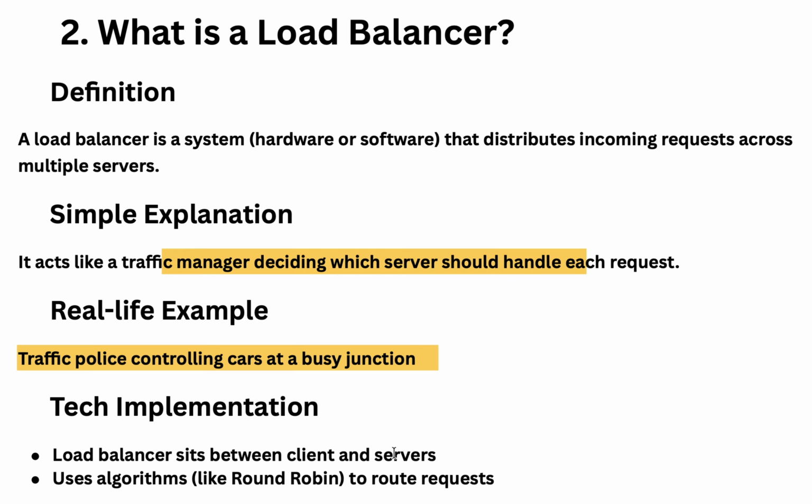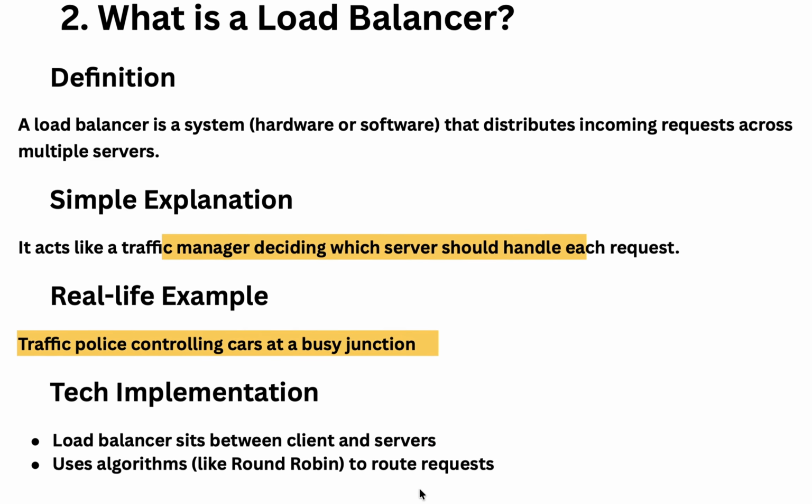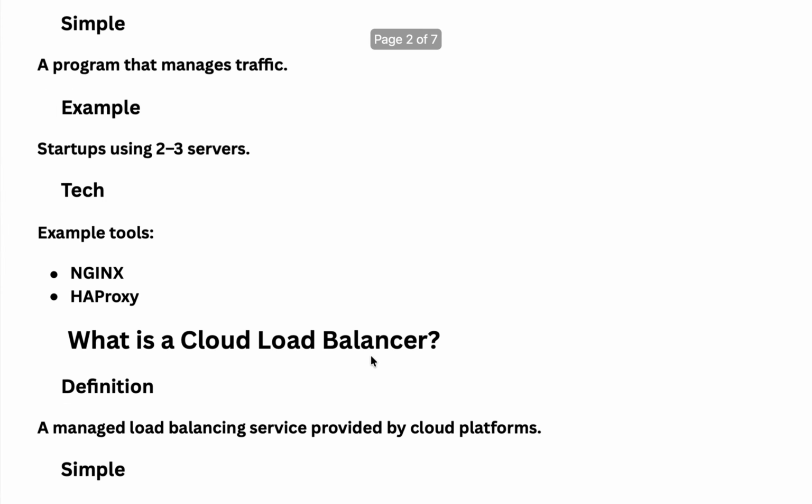So what we do, since there are thousands and lakhs of clients, and requests can be in millions or billions, but servers are few. There are few servers in comparison to clients, so we just do the load balancing in servers only. And it uses algorithms like round robin to route requests. So we will come to algorithms. Let's get to another topic.